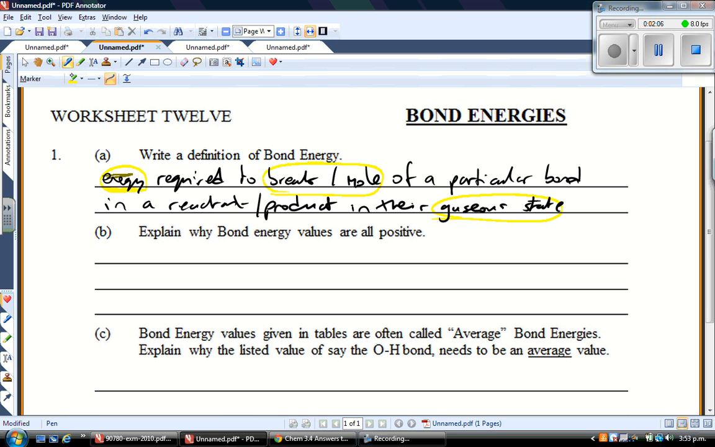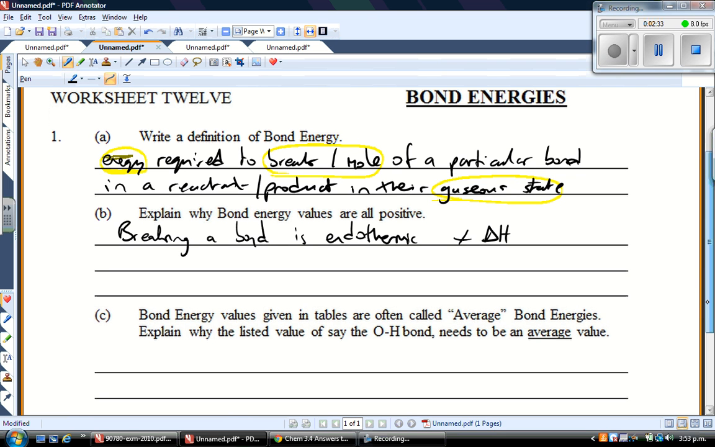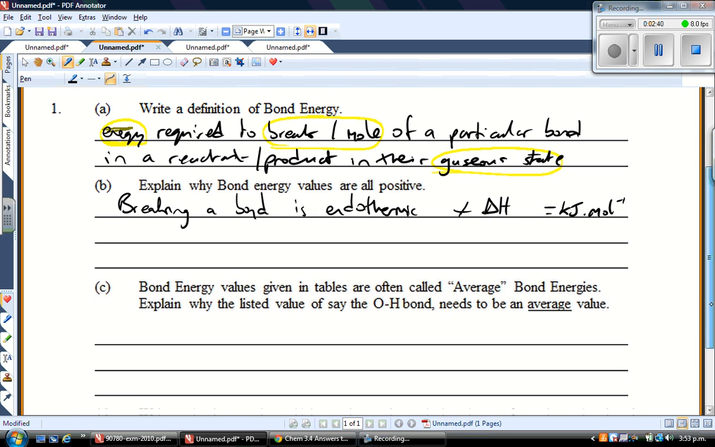The next point we want to raise here is that bond energy values are always going to be positive, and this is because breaking a bond is always an endothermic process. So all these average bond energy values are all going to have a positive delta H. And really they should call them average bond enthalpies, because the units we're using here are kilojoules per mole, which are the units of enthalpy, but they're traditionally known as bond energy values.